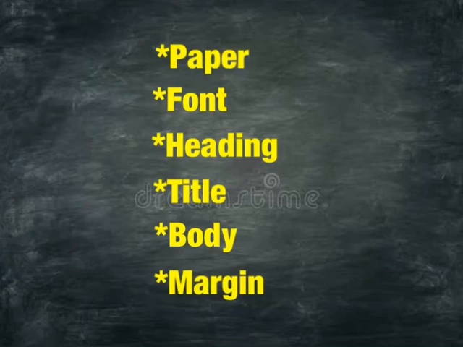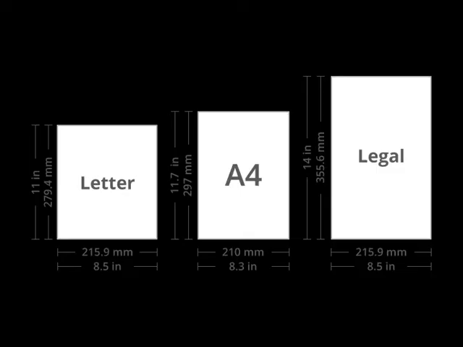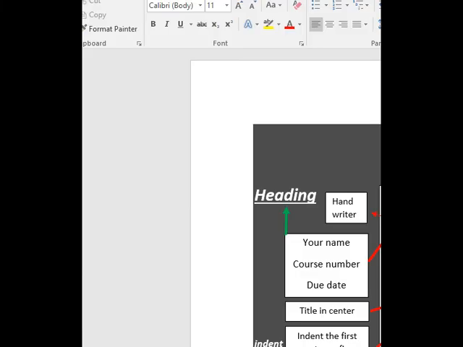So let's talk about the first one, paper. Use 8.5 by 11-inch paper, that is A4 paper. Always use A4 paper for academic writing. Don't use notebook paper. But you can use paper that has three holes on it, one at the top, one in the middle, and one at the bottom.